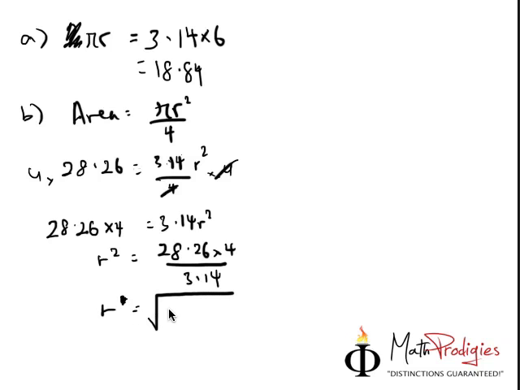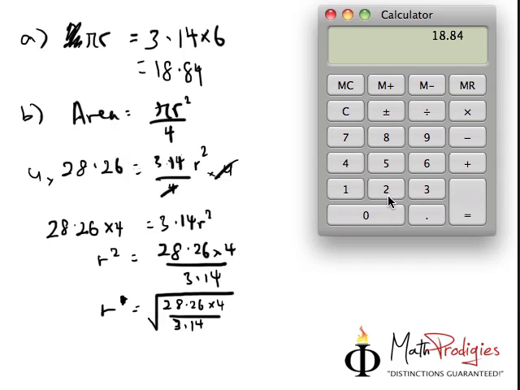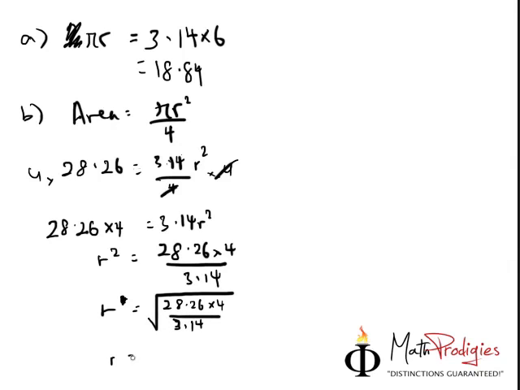the square root. This is what I taught you the other day. If something is squared and you want to find the base itself, in this case r, you have to square root it. So I'm going to put 28.26 times 4, which will give you this answer, divided by 3.14, which gives you 36. So what is the square root of 36? It is 6. Therefore, r is equal to 6 cm.